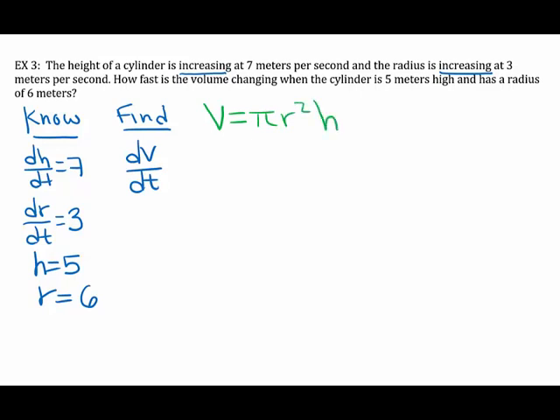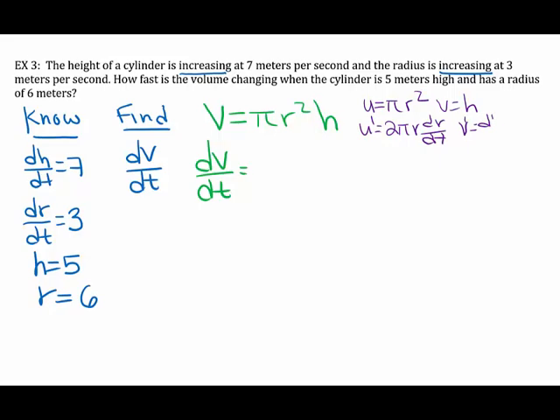Now I'm going to take the derivative of both sides of this equation with respect to t. The derivative of V is dV/dt. And on the right-hand side, I have a product. I'm going to use the product rule. I'm going to let my u equal pi r squared, and my v is h. So u prime would be 2 pi r times dr/dt, and v prime would be dh/dt.